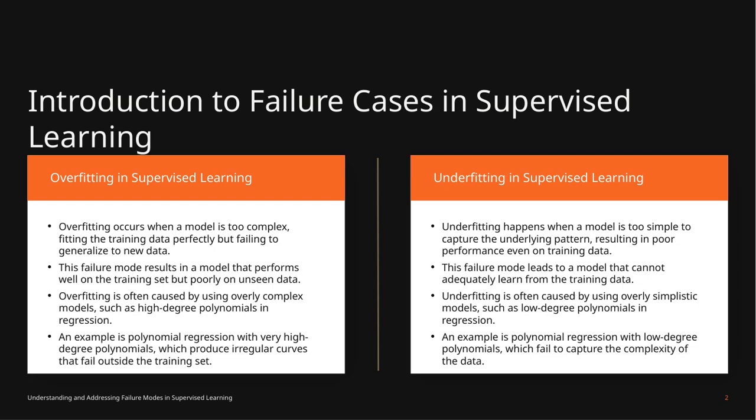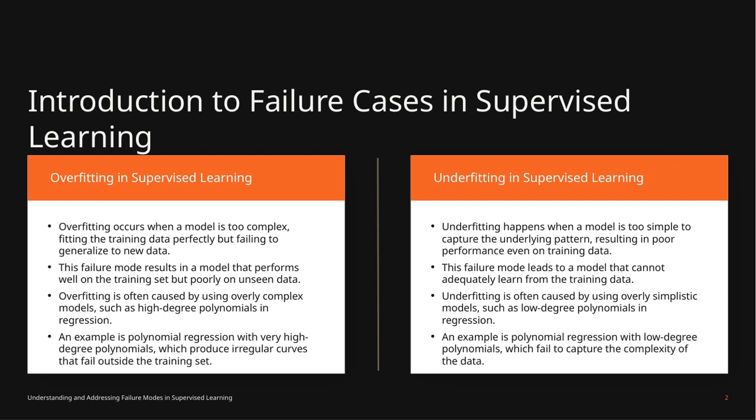First, overfitting happens when a model becomes too complex. It ends up fitting the training data perfectly, but then struggles to perform well on new, unseen data. This means the model performs great during training, but doesn't generalize, which is a big problem. A common cause of overfitting is using overly complex models, like high-degree polynomials in regression. For example, if we use a very high-degree polynomial, it can produce those wild, wiggly curves that fit the training points exactly but fail to predict new data accurately.